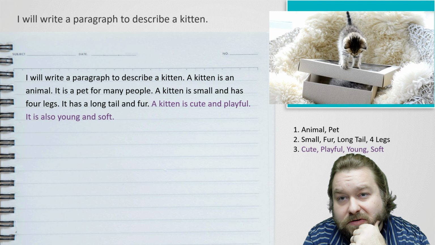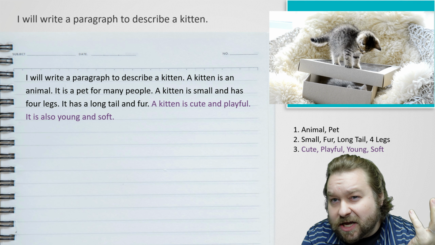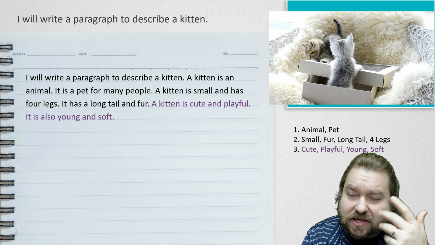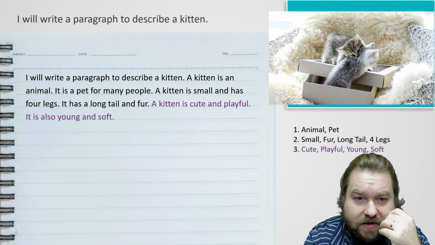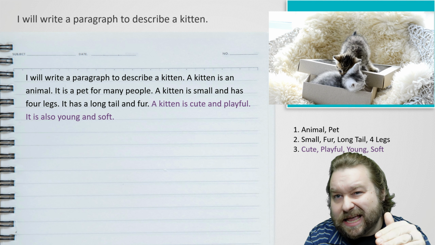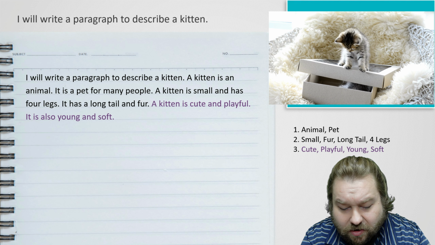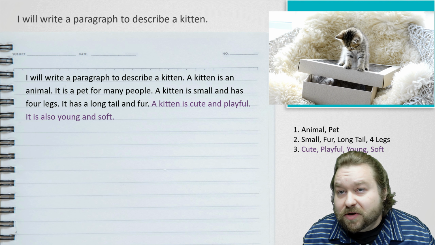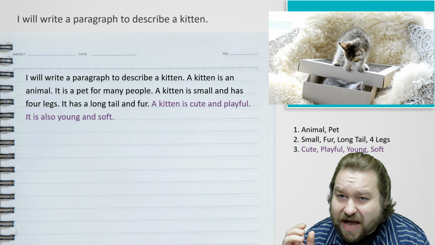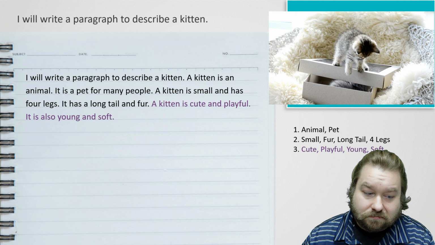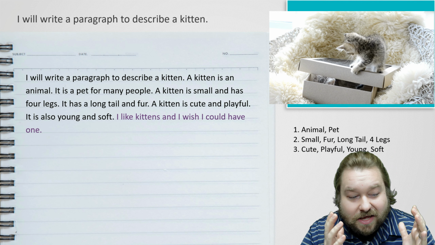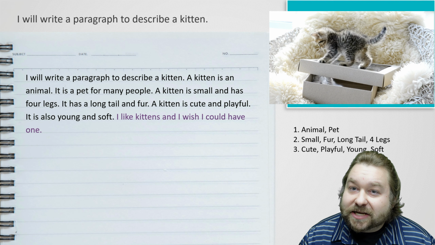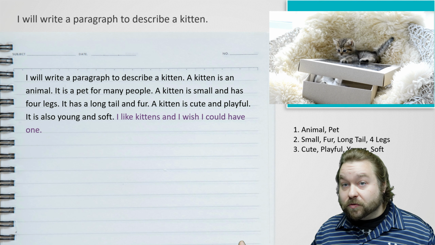Are we done? Kind of, not really. We have to give something more, right? A descriptive paragraph should have something at the end. I would call it a conclusion, but you don't have to. You can say something else, right? But I wrote an opinion. Yeah. So let's look at my opinion about kittens. I like kittens, and I wish I could have one, which is true.